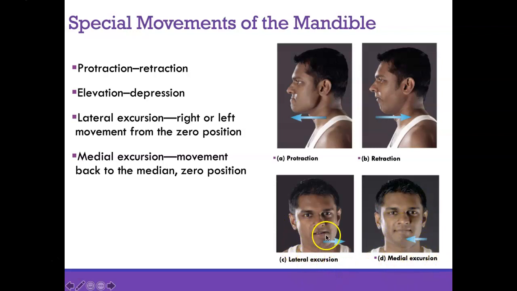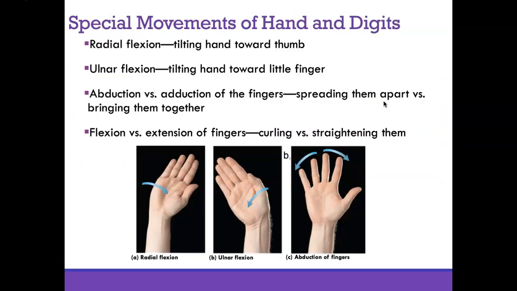So this is medial excursion. This is lateral excursion. We spoke about protraction and retraction and elevation and depression. When we grind side to side, we're doing medial excursion. So these are not as important. I mentioned some of these examples already.